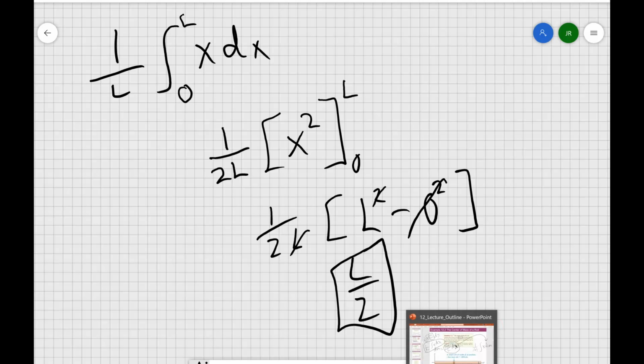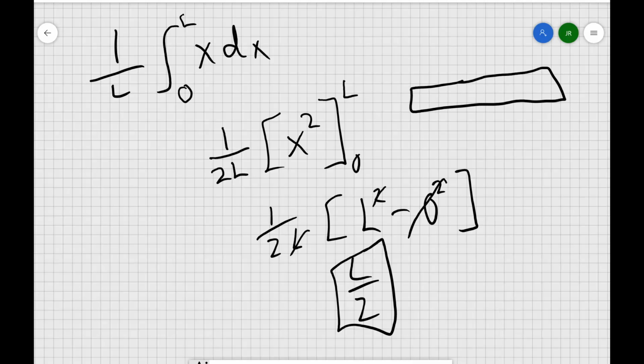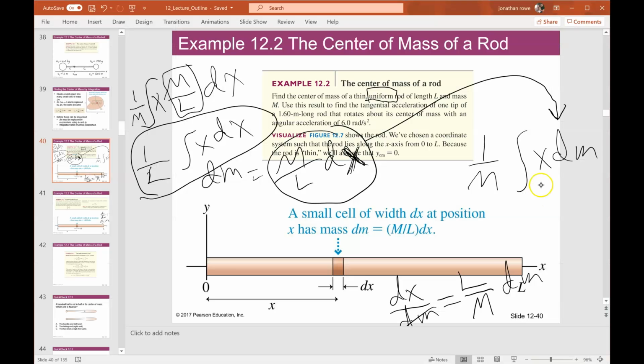Doesn't it make sense that if we have this uniform rod, where would the center of mass be? If this rod goes from 0 to L, the center of mass is going to be right in the middle. Boom. And where's that? L over 2. I love it. All right, that's the center of mass.